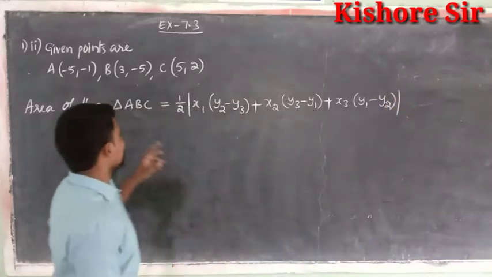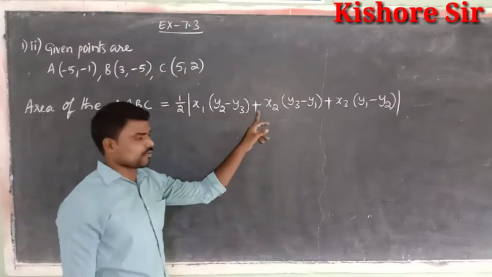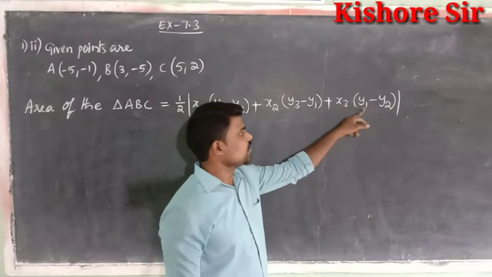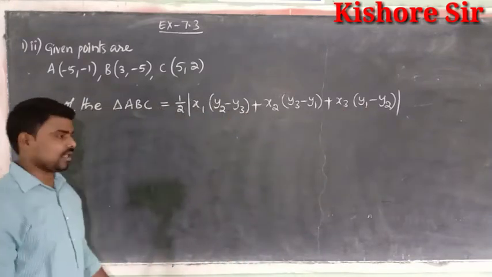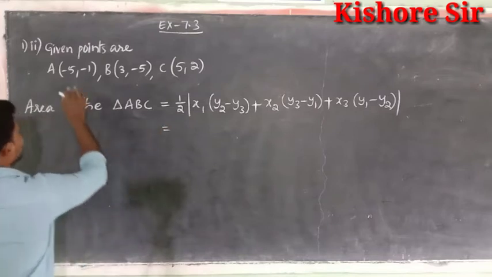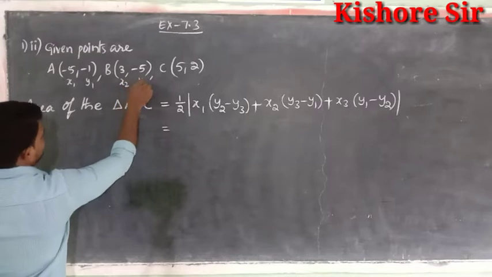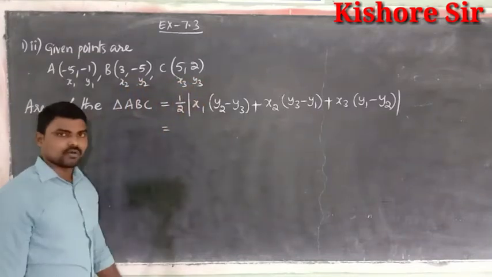Okay, area of the triangle ABC is equal to 1 by 2 modulus x1 into (y2 minus y3) plus x2 into (y3 minus y1) plus x3 into (y1 minus y2). This is the formula for the area of the triangle. So the first point we can take as x1 comma y1, the second point as x2 comma y2, and the third point is x3 comma y3.